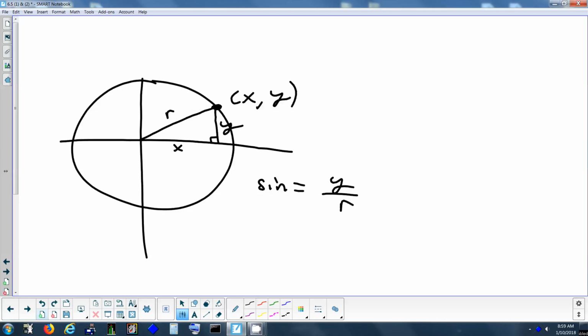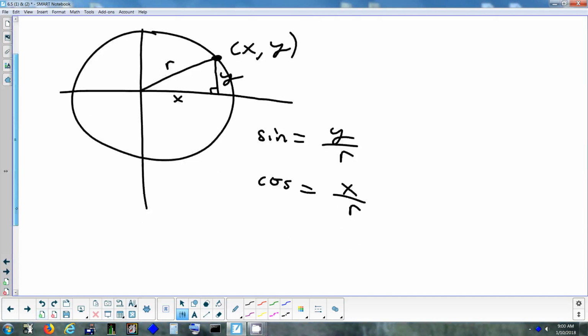So when we did this, if r was 1, then sine would be just y. But if it wasn't 1, sine would be y over r. Cosine was x over r. And tangent was y over x. Those are definitions we had when we did unit circle trig. And then to get the other 3, the cosecant, the secant, and the cotangent, what did we do with those?